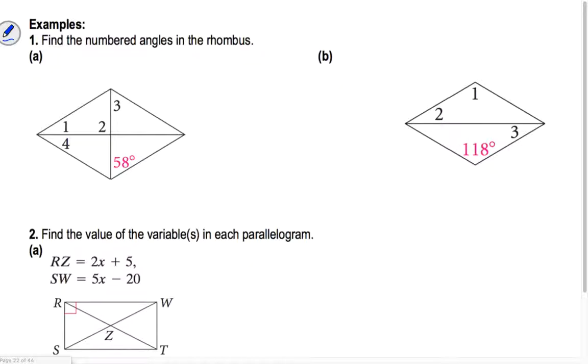All right, so let's find the numbered angles in the rhombus. So whenever we see it's a rhombus, we're like, okay, rhombus means all these sides are congruent. It means our diagonals are perpendicular. And it means that all of these angles are bisected.